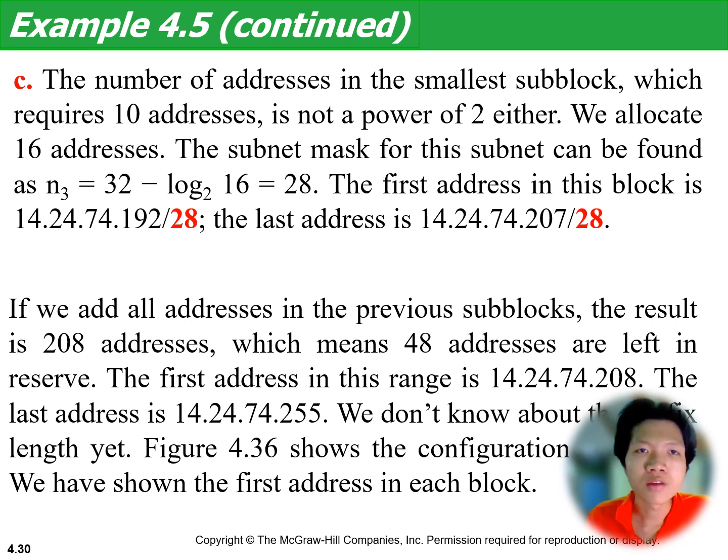14.24.74.207/28. If we add all addresses in the previous sub-blocks, the result is 208 addresses, which means 48 addresses are left in reserve. The first address in this range is 14.24.74.208. The last address is 14.24.74.255. We don't know about the prefix length yet.